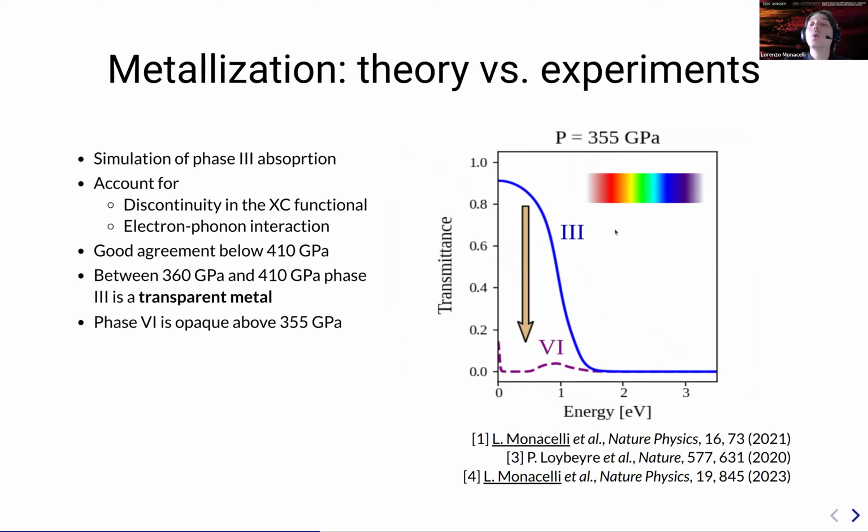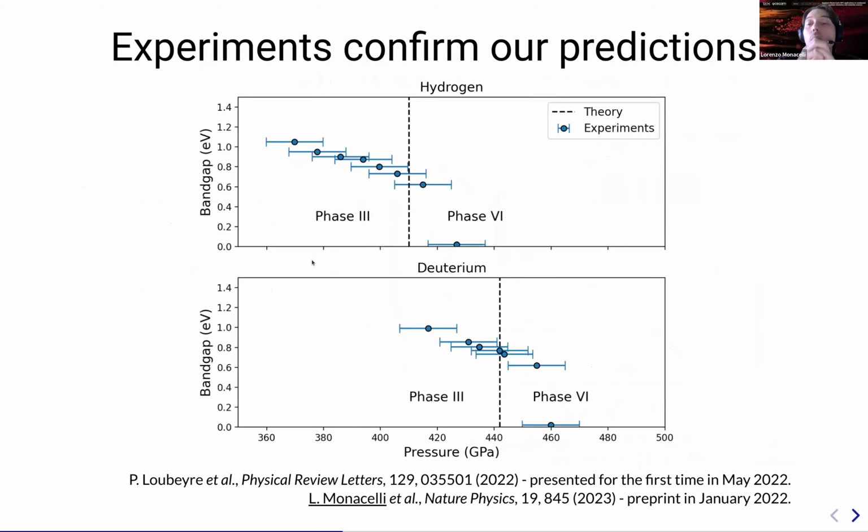So actually, we expect a drop in the transmitted light in the infrared between the transition to phase 3 and phase 6. Moreover, we were also able to make a prediction, because for us, changing between hydrogen and deuterium is just changing a number in the mass of the system in the simulation. So we recomputed the full phase diagram also in the case of deuterium, predicting an isotope effect in the phase transition of about 30 gigapascal.